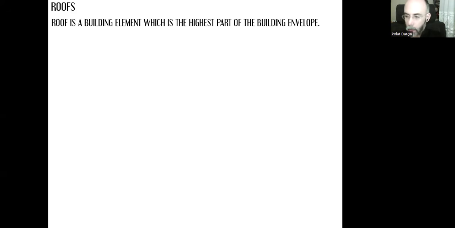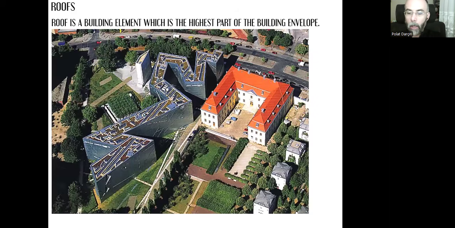Roof is a building element. As you remember, we are covering elements in building science. In our previous course, Building Science 1, we did the building structure, the floors, foundations, and vertical circulation elements: stairs, ramps, and elevators. Roof is our new building element, and it's the highest part of the building envelope.